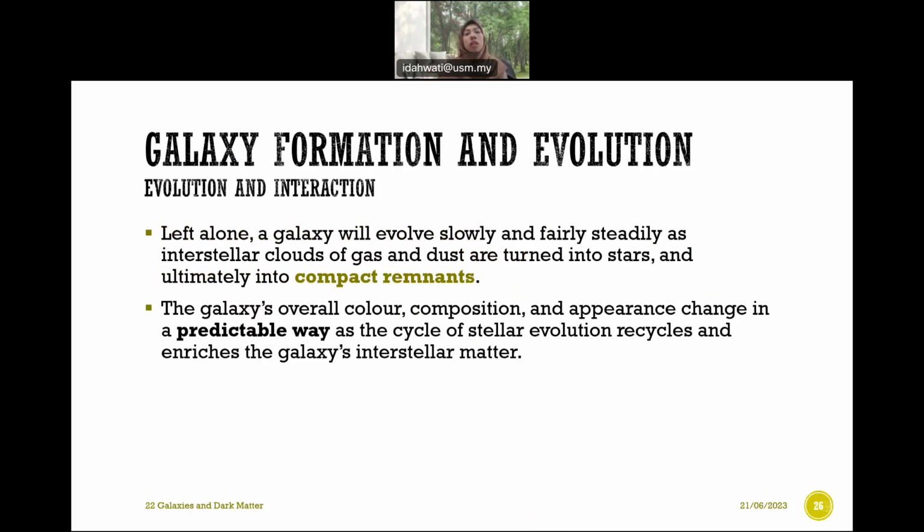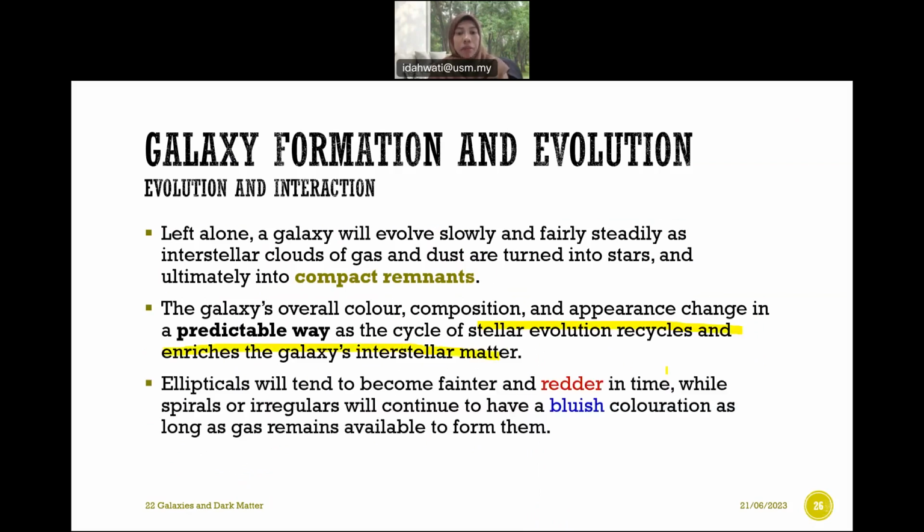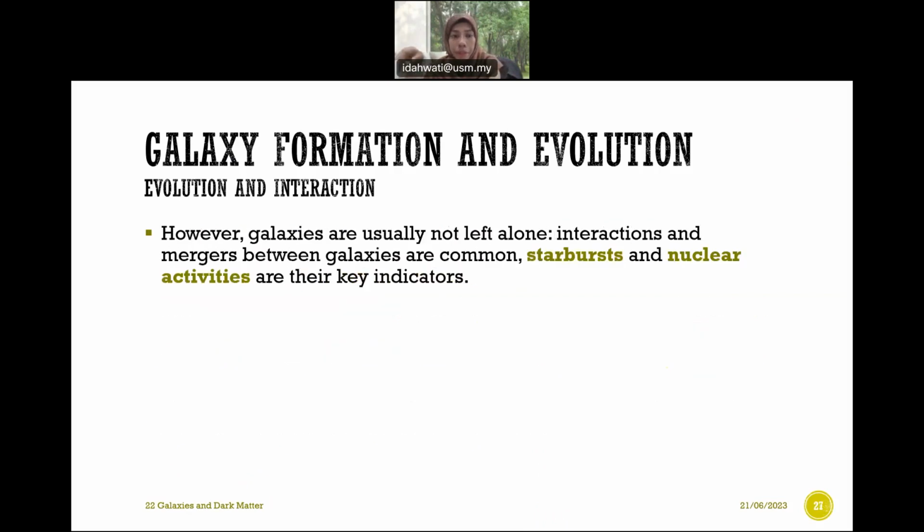So overall, the galaxy color, composition, and appearance will change in a predictable way as the cycle of stellar evolution recycles and enriches the galaxy's interstellar matter. So the ellipticals will tend to become fainter and redder in time, while the spirals or the irregulars will continue to have bluish color as long as gas remains available to form stars.